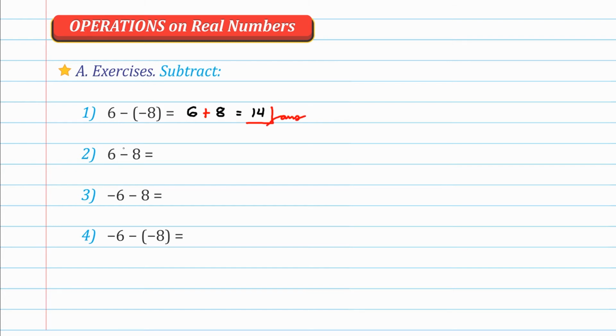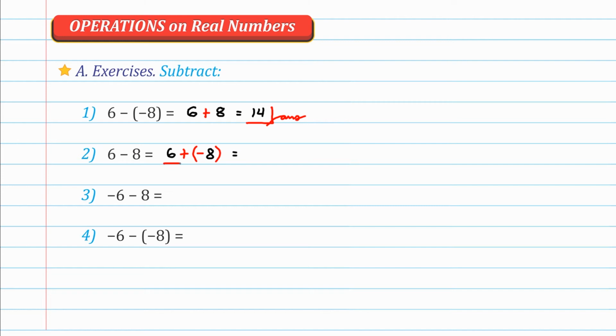Next number, 6 minus 8. Again, this is a minus. We have to convert subtraction to addition. Much more familiar with us. So 6, you copy that. 6. And then opposite, opposite to convert. Opposite of minus, it's plus. And then opposite of positive 8, it's negative of 8. Ulit, minus becomes plus, positive 8 becomes negative 8. It's now addition. Therefore, we can now proceed.